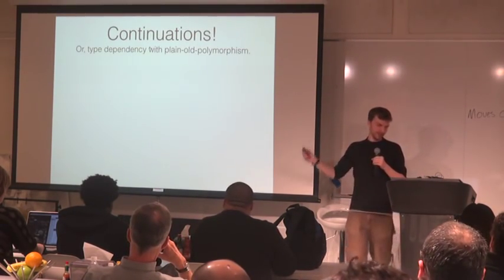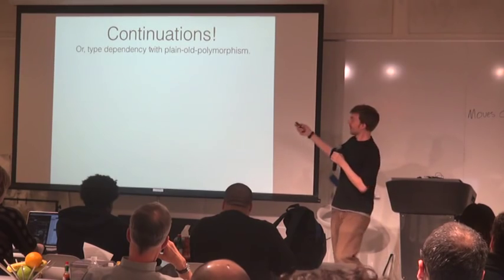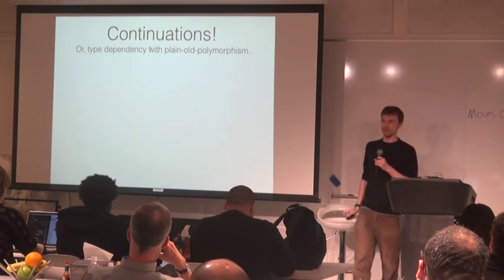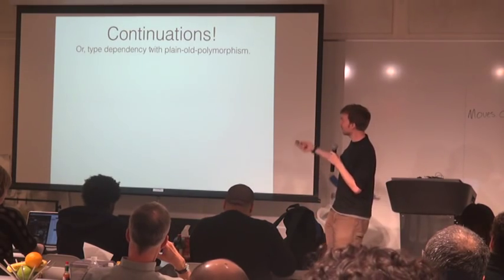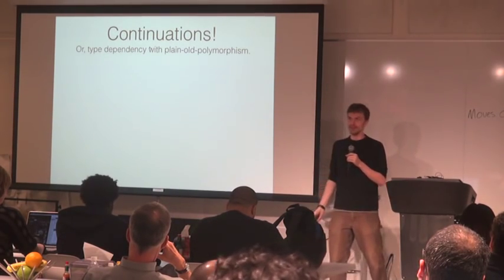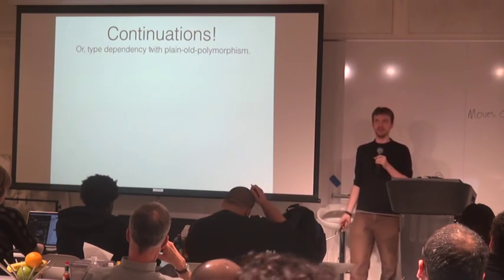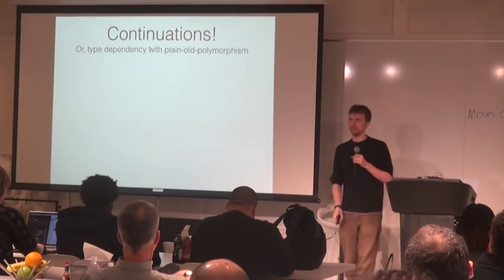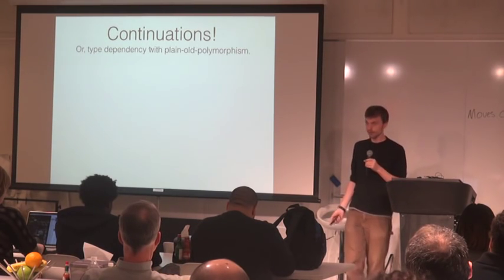And so the topic of the talk is continuations and how type dependency, and I want to put that in quotes because it's not really dependent types, but it's a little bit of something with plain old polymorphism, the kind that you can see in any ML-like language. There's not going to be any GHC or even Haskell-specific stuff here.